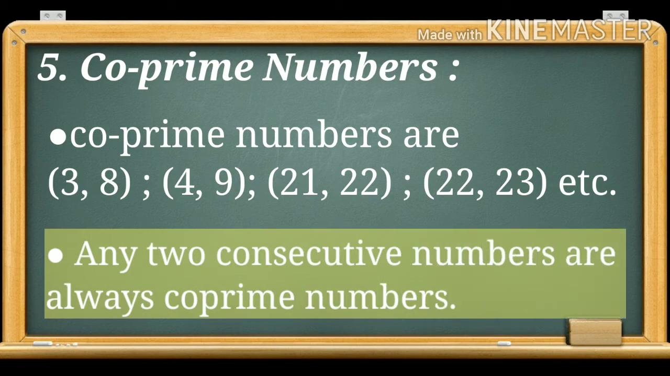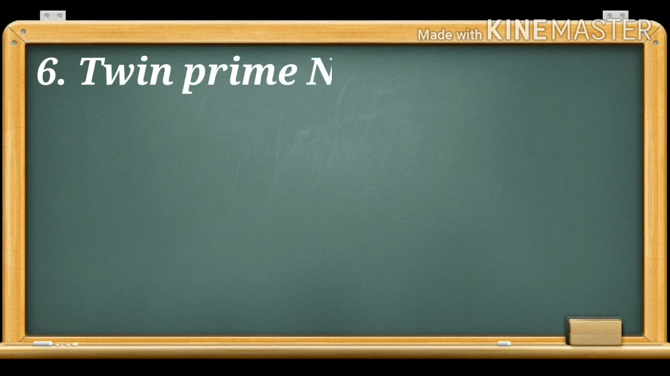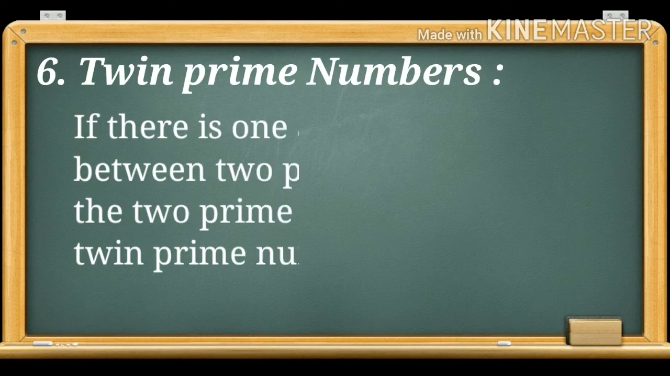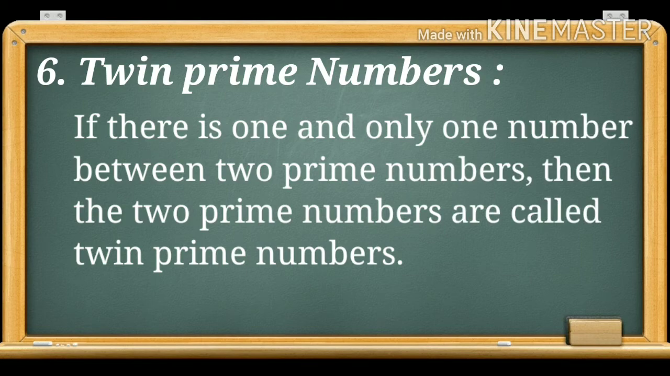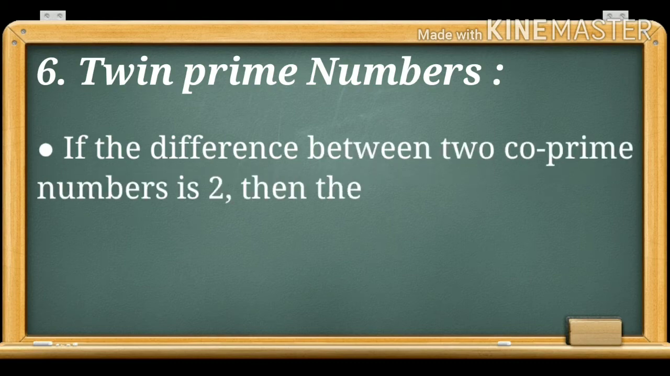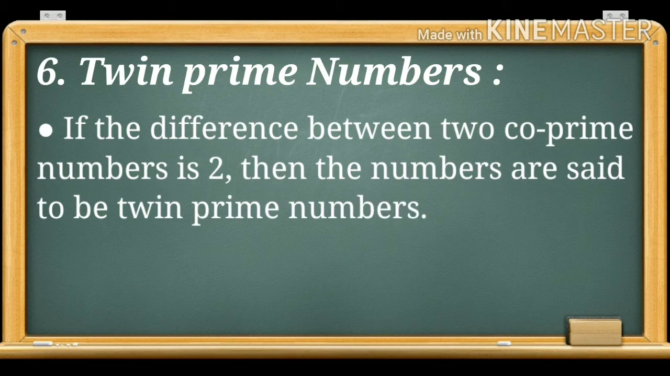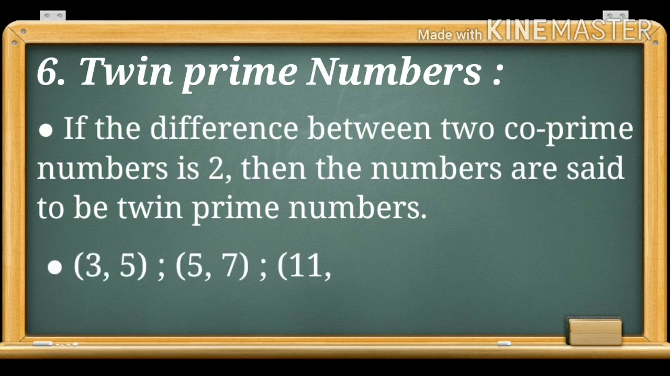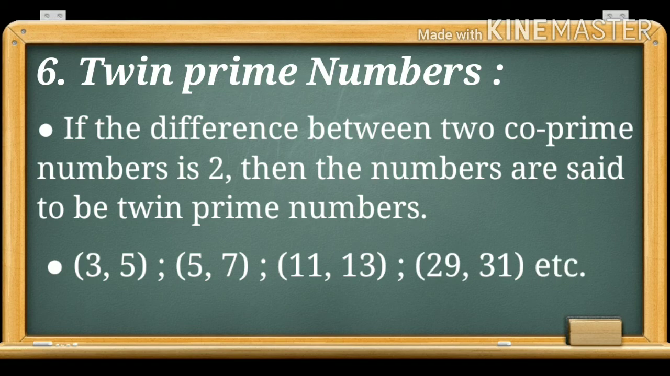Okay. Next concept is twin prime numbers. If there is one and only one number between two prime numbers, then the two prime numbers are called twin prime numbers. In other words, if the difference between two prime numbers is 2, then the numbers are said to be twin prime numbers. Some twin prime numbers are 3 and 5, 5 and 7, 11 and 13, 29 and 31, etc.